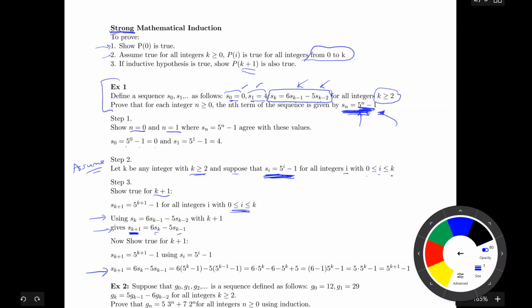Okay. So I want to, where did I have this? Showing true. Oh yeah, this is what I want to show, right? I want to show this is true. I guess I just wrote it again. Okay. So I want to show that's true. Okay. So from here, I go to here.